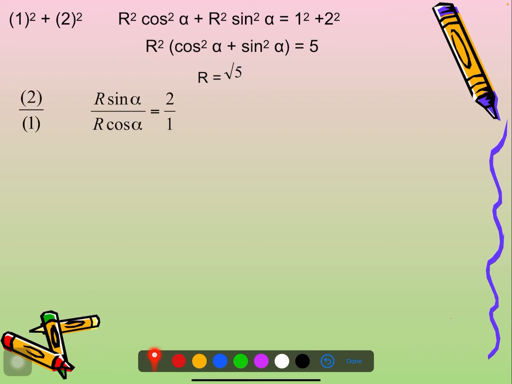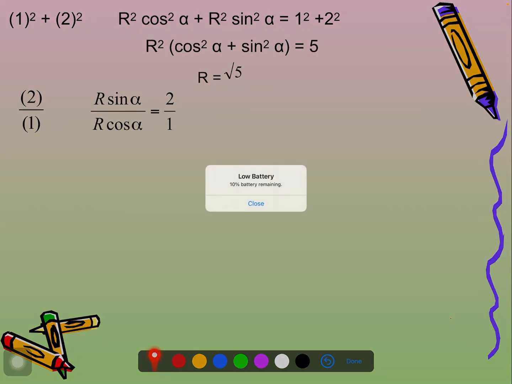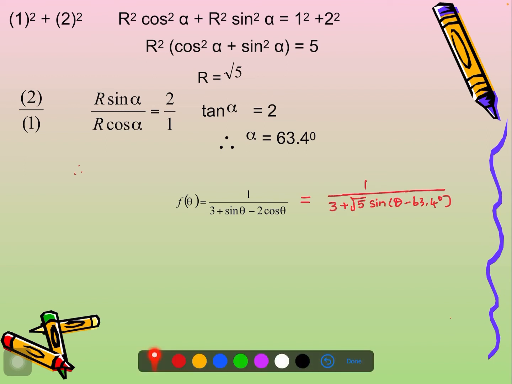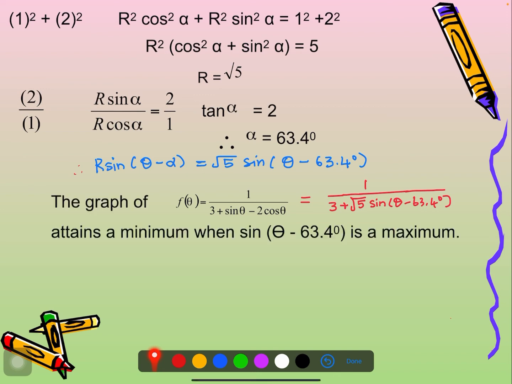Okay, and for the second part we will divide equation number 2 by equation number 1. We have r sine alpha over r cos alpha equals 2 over 1, and we have tangent. So therefore we'll have tangent alpha equals 2, and alpha is 63.4 degrees. And then we put it back into the equation just now. This is r sine (theta minus alpha), so root 5 sine (theta minus 63.4). And what we can observe now, the original function has already become 1 over 3 plus root 5 sine (theta minus 63.4).